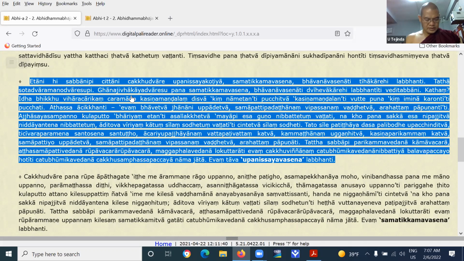So what are they here? Samatikkama vasena, bhavana vasena, by surmounting and by development. So here is the beginning: the javanas arising at the eye door, ear door, and mind door can be applied by 3 ways. The javanas arising at the nose, tongue, and body doors can be applied only by 2 ways.